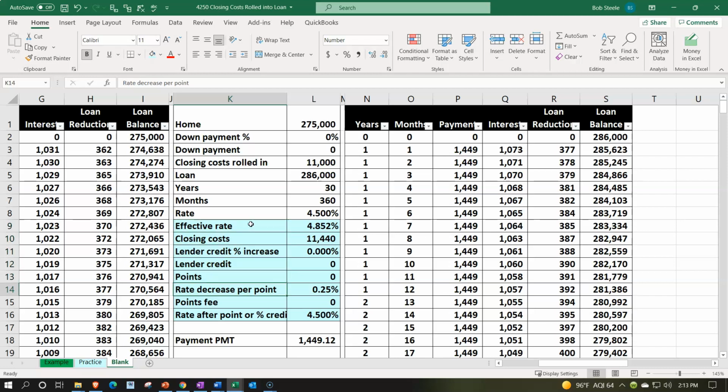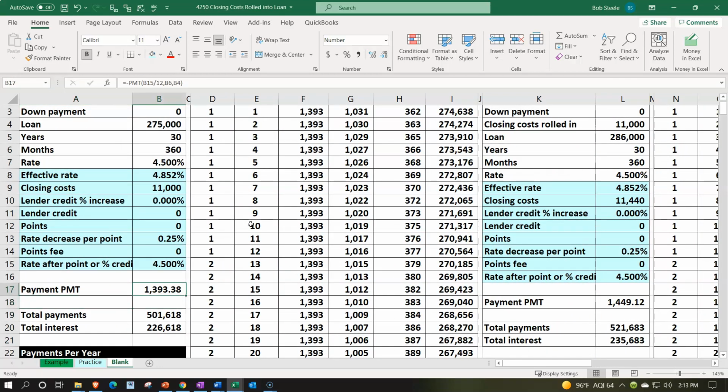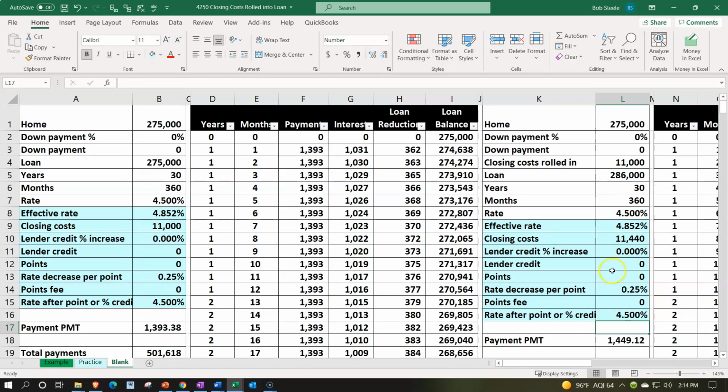So the interest, you can see our calculations down below. The payment is now larger, 1,449 versus the 1,393, and the total payments were 521,618 versus 501,618. Interest is going to be at the 235 versus the 226. So obviously over the life of this thing, you're going to be paying more because the loan amount is higher. You're going to be paying interest on it, but the benefit would be that you got that cash flow up front, and that would be the idea.